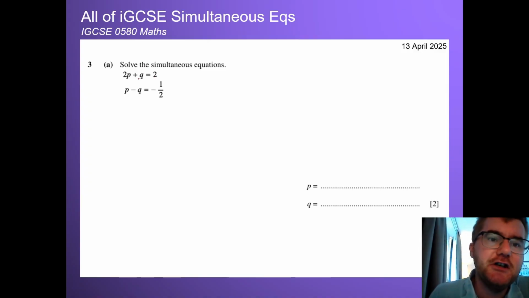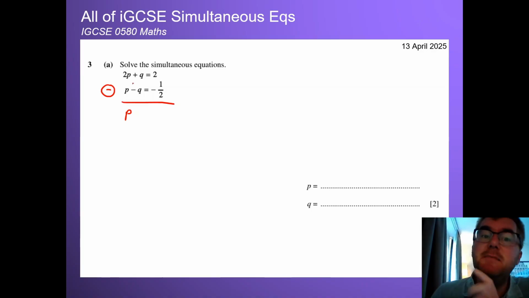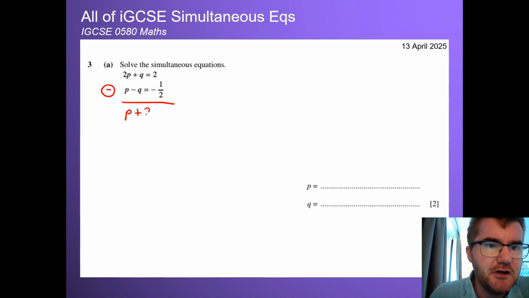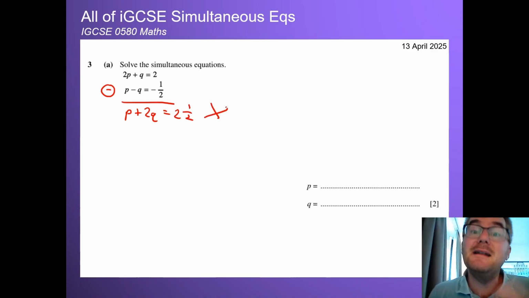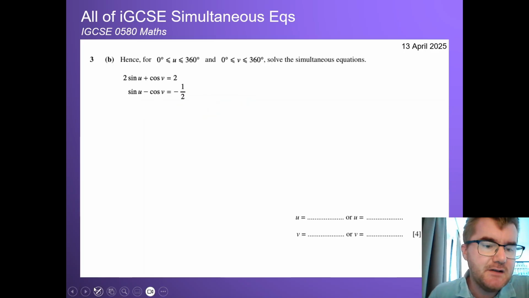Now notice we've actually got the q's the same, but we've got a plus q and a minus q. So if I try and subtract these equations like I did earlier, watch what happens. So 2p minus p is p, q minus minus q, 2 minuses make a plus, so q plus q is 2q. And then 2 minus minus a half is 2.5. Notice we don't get the elimination that we were looking for.